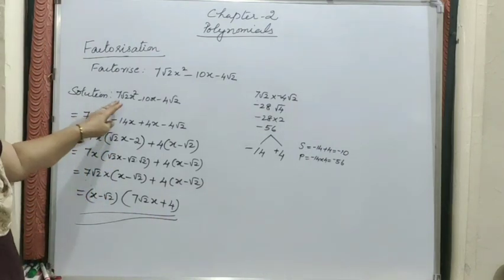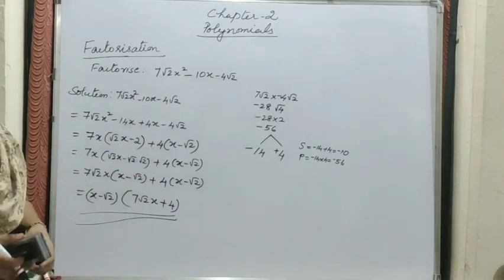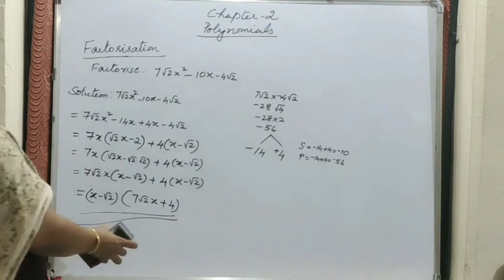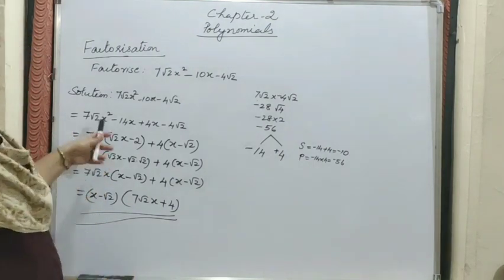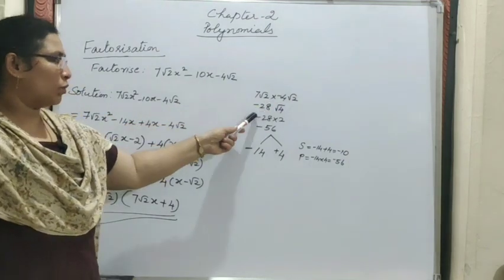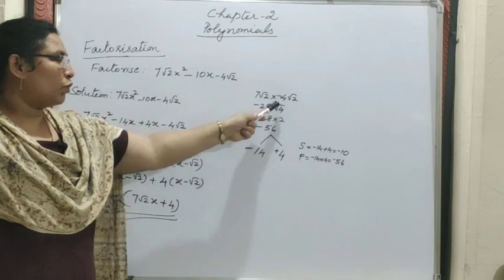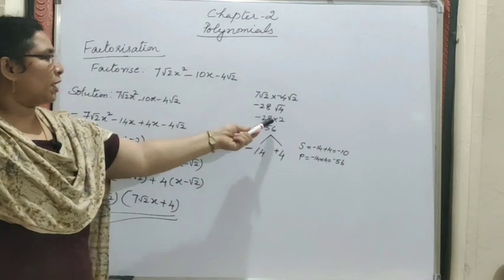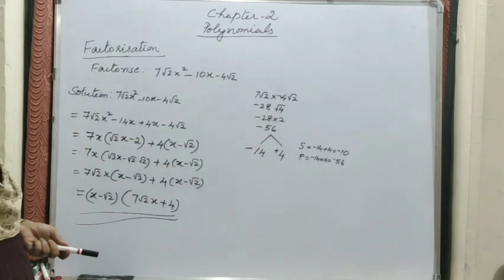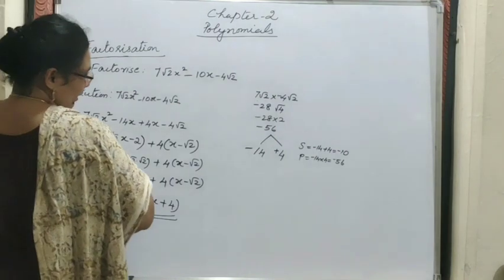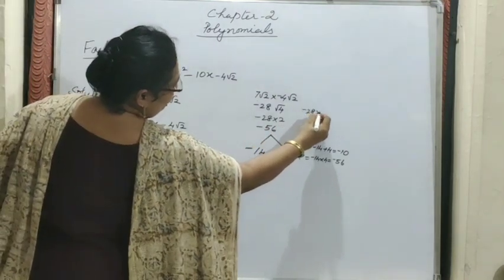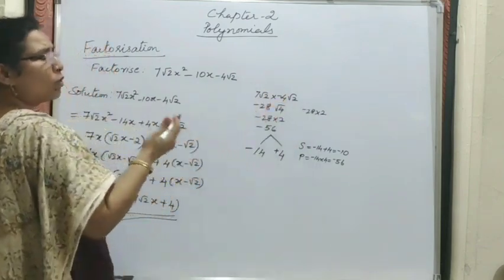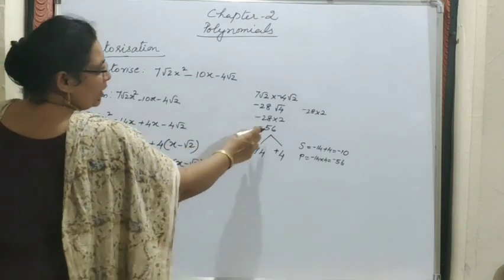Once again, 7 root 2 x square minus 10x minus 4 root 2. What should we do? Take the product of the coefficient of x square and the constant term. The coefficient of x square is 7 root 2, into minus 4 root 2. So what is the answer? 7 into 4 is 28 with a minus sign. Root 2 into root 2 is 2 only. So it is minus 28 into 2, that is equal to minus 56. Or here itself you can write directly minus 28 into 2. Now you understood that root 2 into root 2 means 2 only, root 3 into root 3 means 3 only, like that. So minus 56 we got.